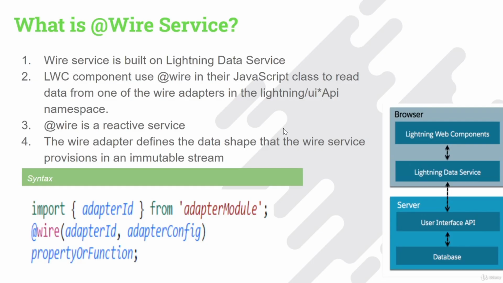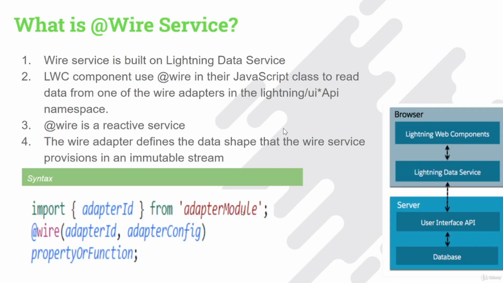From an interview point of view or a learning point of view, wire service is very important. You should know the syntax very well, because in all real-time projects you use wire service very heavily to fetch data and to perform some action on the data. So let's look at the syntax first. As we know, wire service accepts an adapter, so we need to import the adapter from the module. The adapter module is nothing but the Lightning UI API module.